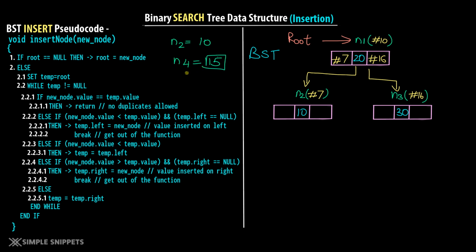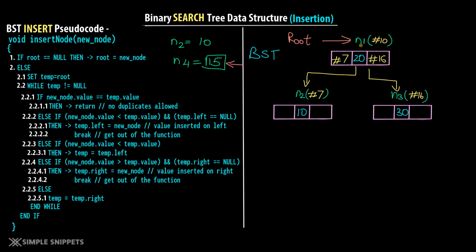Okay, so where will n4 get added? Now if you observe, 15 is smaller than 20. So whenever you add a new node, you start from the root node and you go down till the last level and you add new nodes at the lower levels. Okay, so this is something that you have to remember. In a binary search tree, whenever you are adding nodes, they are always added at the end. That is, they are added at the lower levels, which is the bottom of the tree. Okay, so n4 is having a value of 15.